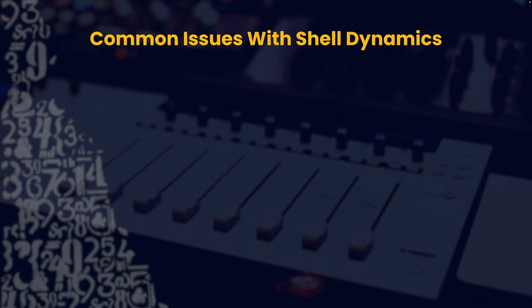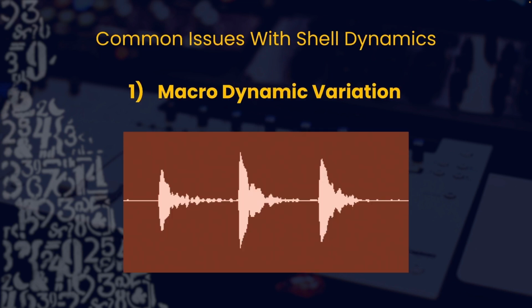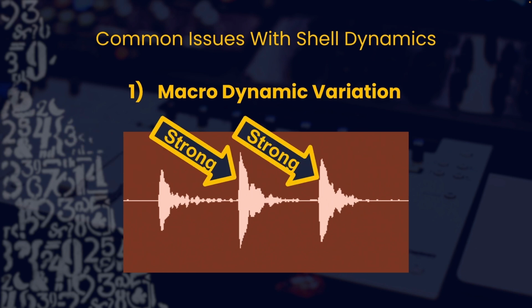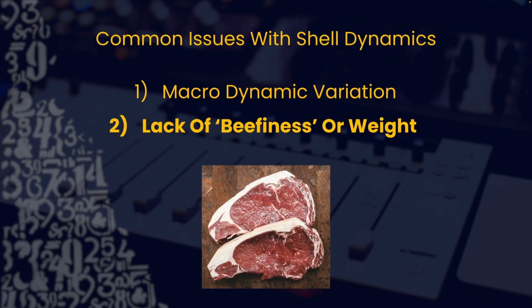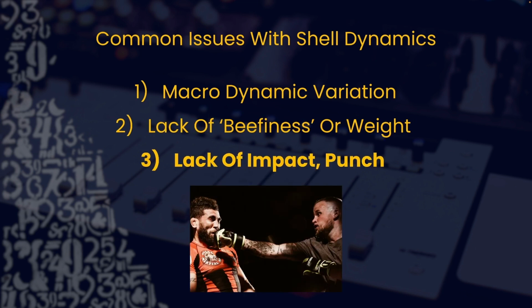So what are the common issues with shell dynamics? These are going to relate to the goals, generally speaking, because if the goals aren't met, they're an issue. The first one is macro dynamic variation. You can tell the first hit is very weak, the second two are very strong. So ultimately we don't have very good macro dynamic variation. Macro dynamics being the overall note to note variation, and micro dynamics being the individual relationship between the tail and the transient of the note, which we're going to dive into a little bit more in a second. The next issue is lack of beefiness or weight behind the kick or the snare or the toms. And the last one is lack of impact and punch, to make sure that it's poking out, it's forward, and ultimately has that nice punch that we're looking for.